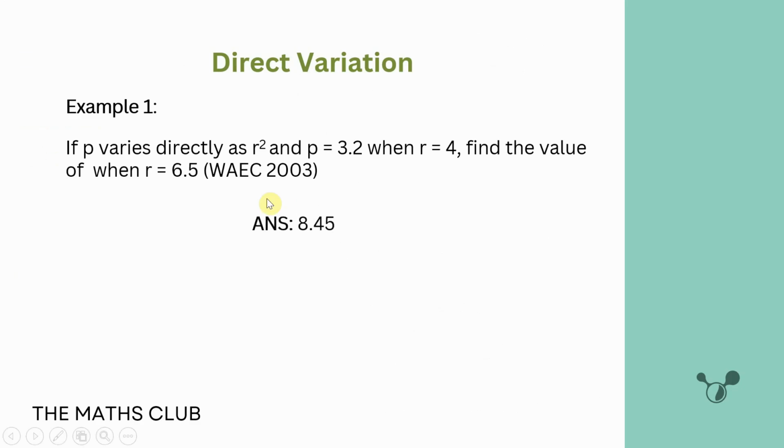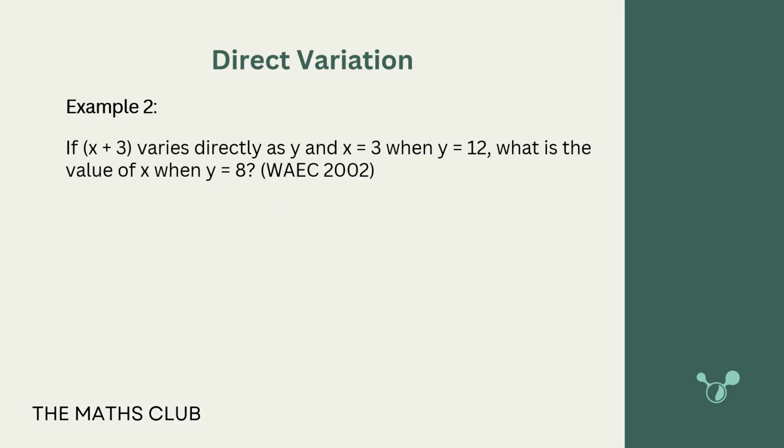Great, 8.45. The next example states that if x plus 3 varies directly as y, and x is equal to 3 when y is equal to 12, find the value of x when y is equal to 8. I want you to pause the video and try this out yourself.